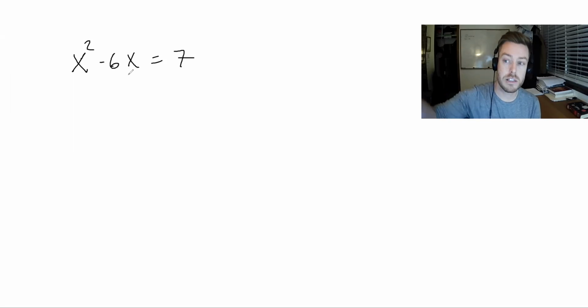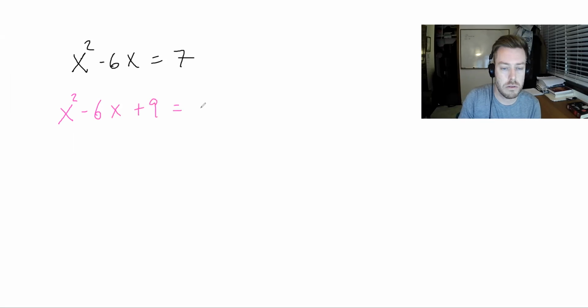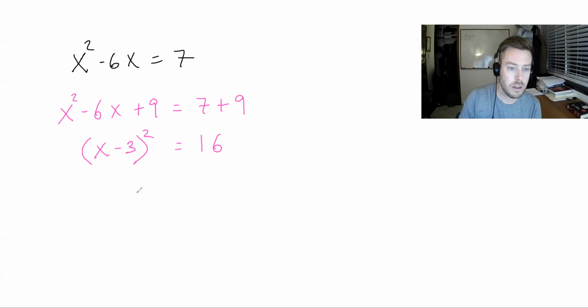So negative 6 divided by 2. So it's just 6 divided by 2 is 3. Squared is 9. We're going to add that to both sides. So x squared minus 6x plus 9 is equal to 7 plus 9. And the right-hand side is going to be equal to 16. And we know that we can perfectly factor this into x minus 3 squared. Cool.